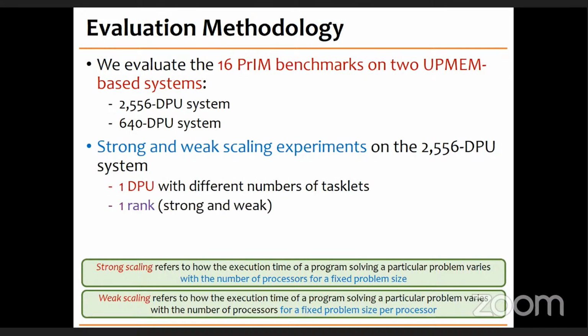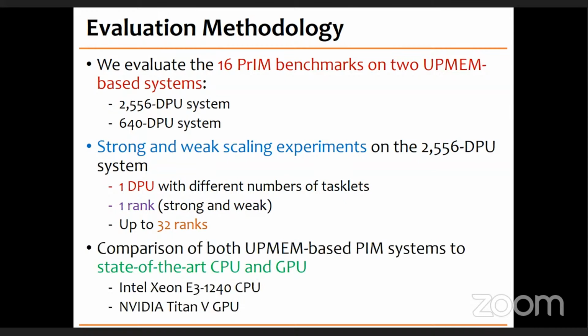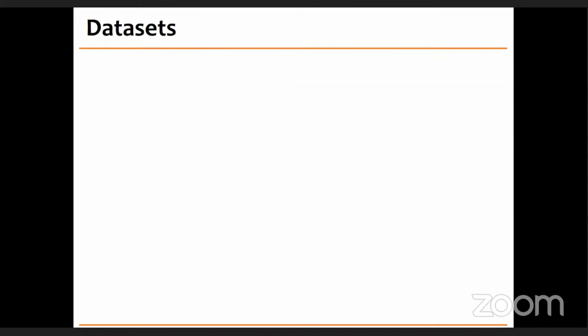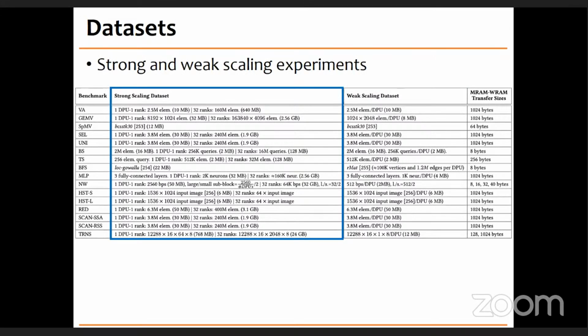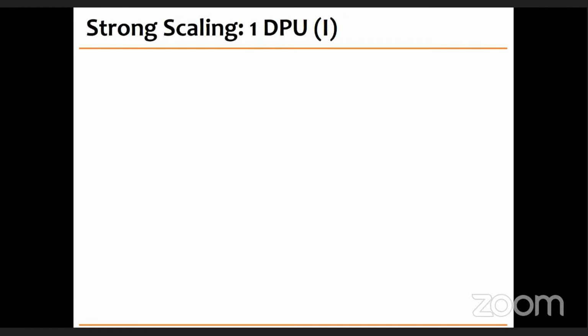And we use them for 1 DPU, 1 rank, or 32 ranks. Actually, we only have strong scaling results for 32 ranks because in the end the insights are more or less the same. I'm not going to go into many details in this talk, but you can later see in the paper that weak scaling is only for 1 rank. And then we also have the comparison to state-of-the-art CPU and GPU. This is the list of data sets for 1 DPU or 1 rank, 32 ranks, and also the weak scaling data set. And all of this is available in our repository.